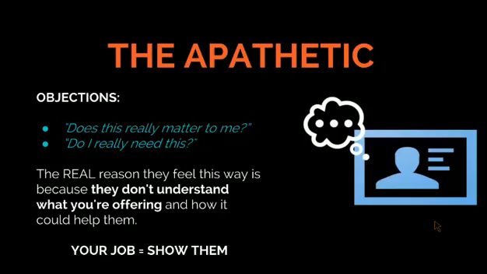Now let's cover the first type of inactive, the apathetic. An apathetic person's biggest barrier to buying is the fact that they're thinking, does this really matter to me? Do I really need this? Sometimes it's true, sometimes it isn't. But the real reason why they feel this way is because they don't understand what you're offering and how it could help them. It's your job to show them. I'll show you how to do that in just a minute.